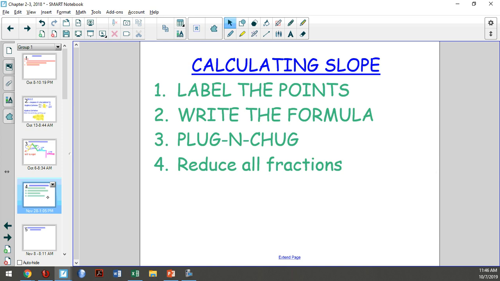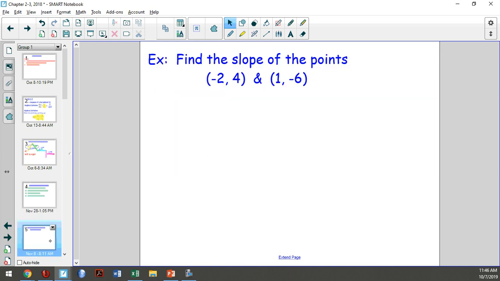How do I calculate slope using the algebraic definition? Step 1, label the points. Step 2, write the formula. Step 3, plug and chug. And step 4, reduce all fractions. So here we go. Find the slope of the points -2, 4, 1, -6. So what do I do first?